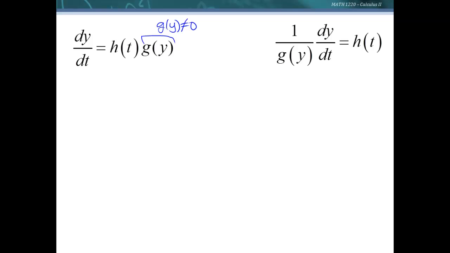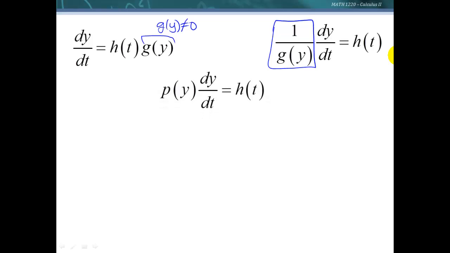We could then, just to make this a little simpler, call this some other function of y instead of having to write 1 over g of y. So we're just going to call that p of y. So we would get it to look like this.